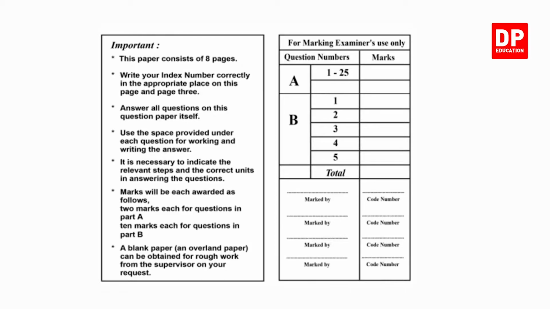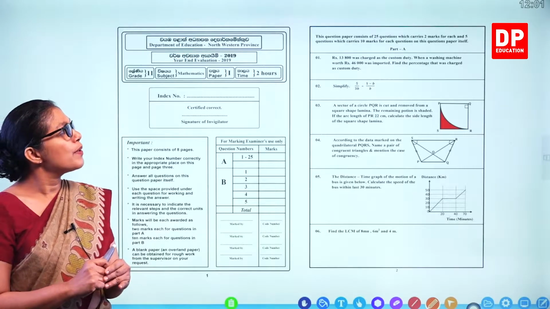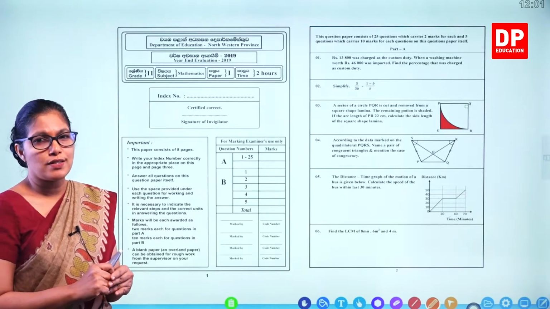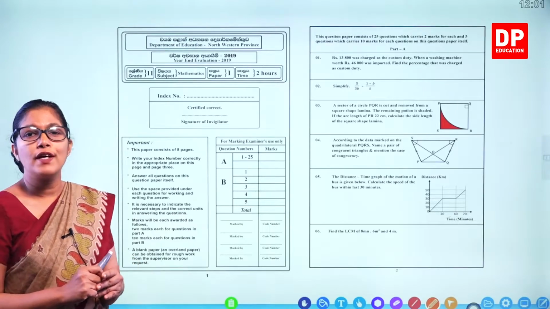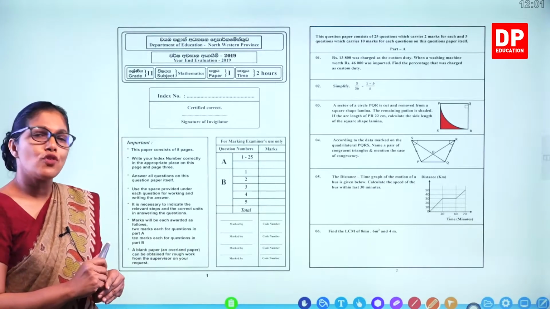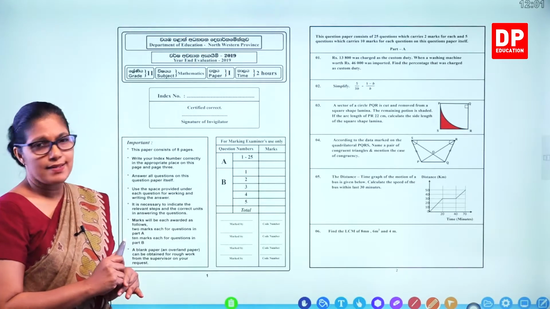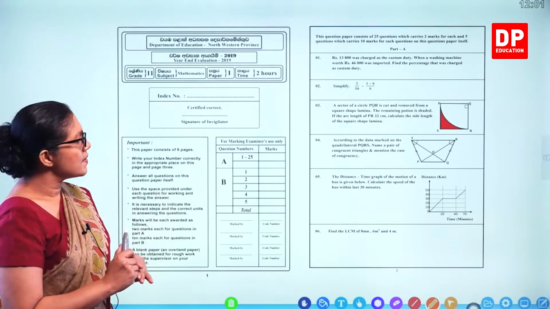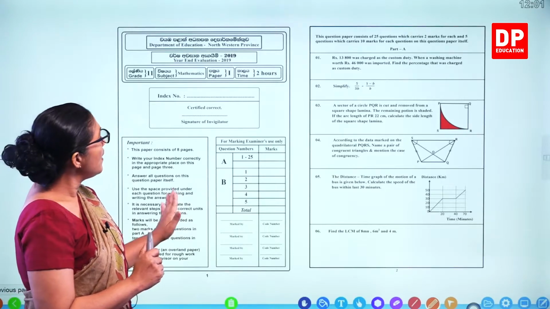In Part A you get 25 short questions, each question worth 2 marks, and in Part B you get 5 long questions. Each question is worth 10 marks, and spaces are given in Paper 1. So make sure that you write all the answers within the space. And we'll do the paper here.